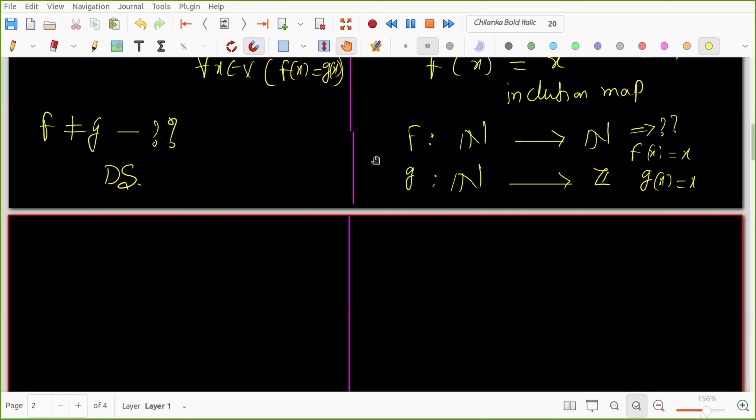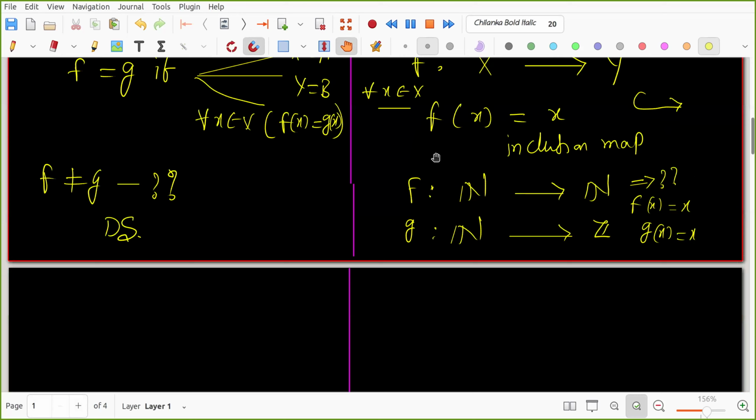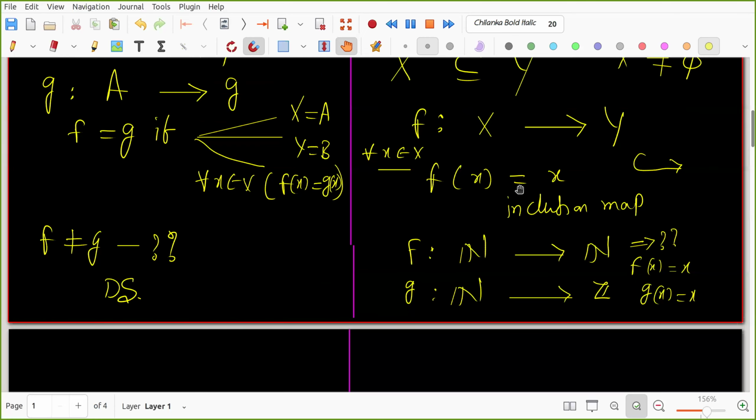Why x equal to x is not identity map? You write inclusion map. Yeah, so it is. No, actually, I'm so sorry. Today my internet connection is weak. But what I want to say is that if X is a subset of Y, still we can define it like this: f(x) equals x. That map is called inclusion map. That is not identity map. Identity map is defined only when X equals Y, domain equals codomain.